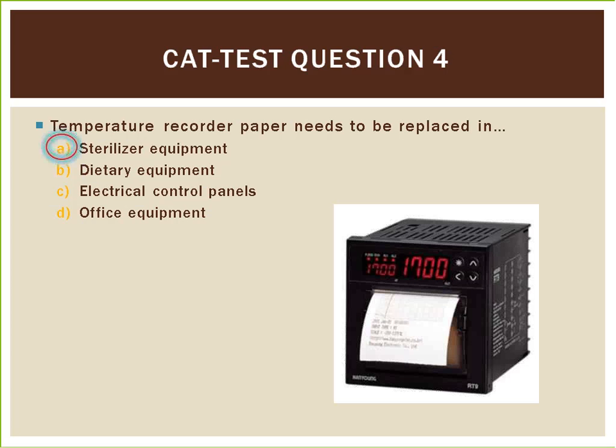A is the best answer here because sterilizers are used to clean and disinfect bacteria, and by law, this must be a documented process for regulatory standards. B is incorrect because dietary equipment does not need, nor does it require, temperature recording paper. C is incorrect because electrical control panels are monitored by other measures such as paper operational logs or the building management system, or BMS. D is incorrect because office equipment does not have anything to record.